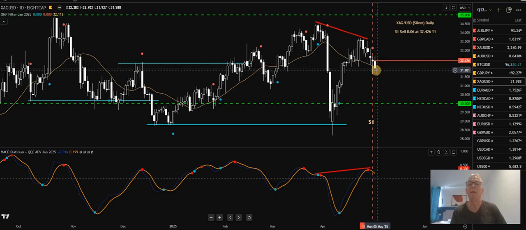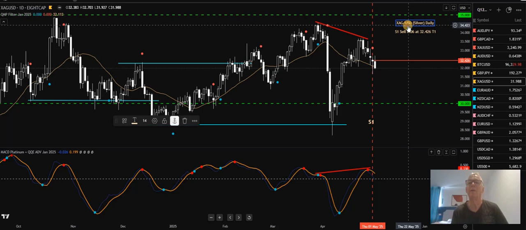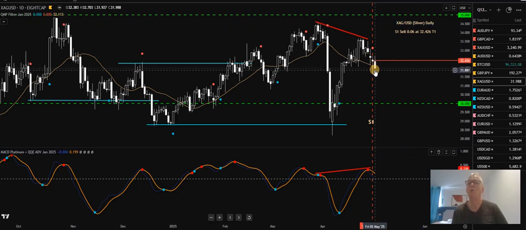Sells there, and then at the moment, MACD platinum still above the zero level. We've probably got a close below the SMA 20, but it hasn't really moved enough to get me excited to take half and put a stop in place yet. I'll keep an eye on the MACD platinum, see how we go. And these are big round numbers. That's a $30 level. That's a $35 level. So at the moment, looking good on silver, XAG USD.